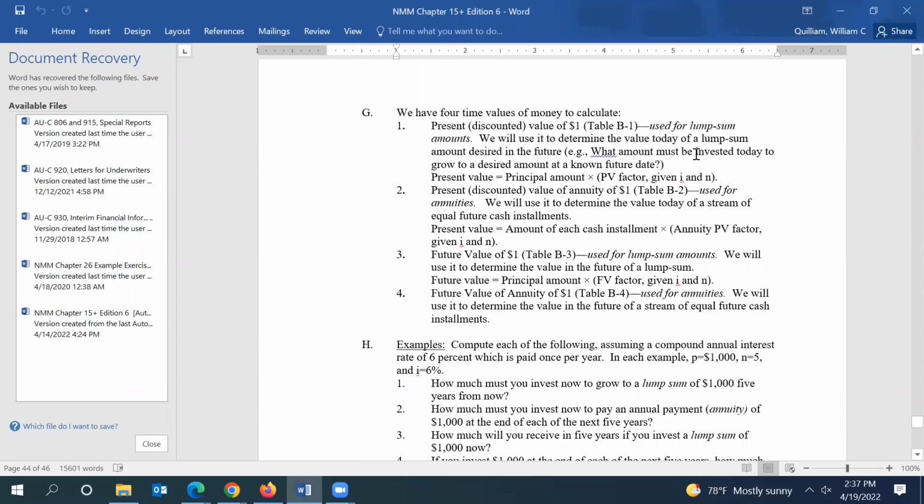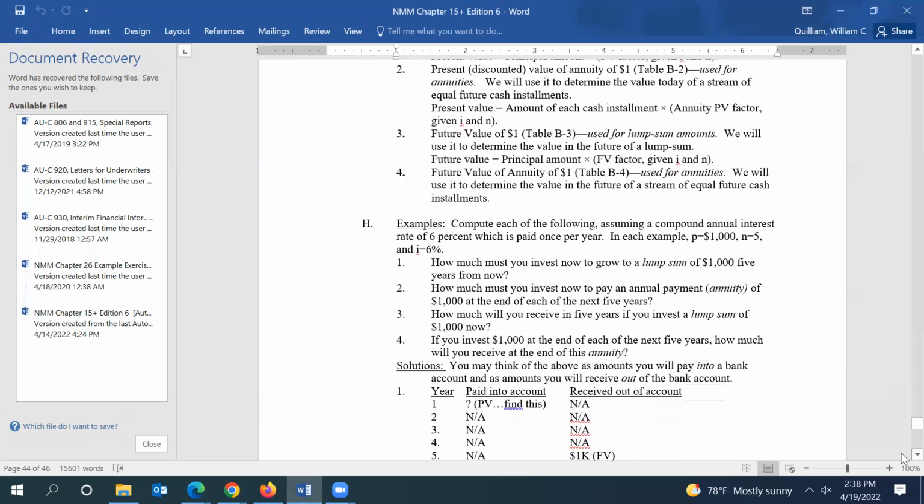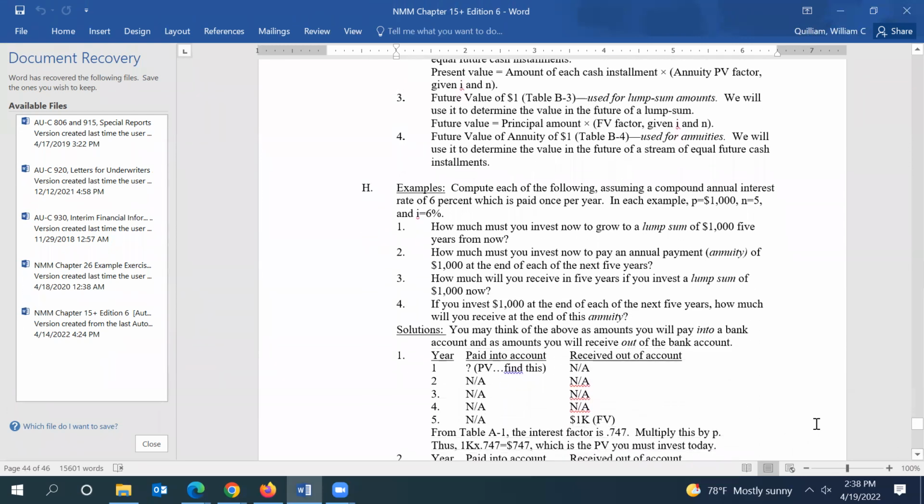So for this, we're going to look at table B1. And it's used for lump sum amounts. We will use it to determine the value today of a lump sum amount desired in the future. In other words, what amount must be invested today to grow to a desired amount at a known future date. So let me show you an example of this with numbers. So for each of these in G, I'm going to come down to H, where I have an example, and for each one, just under there, I've got a solution.